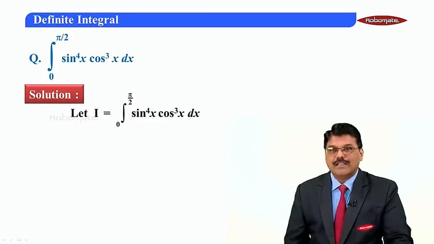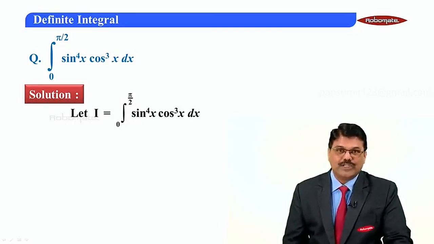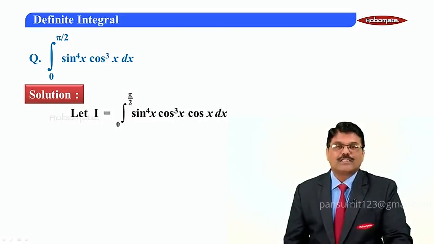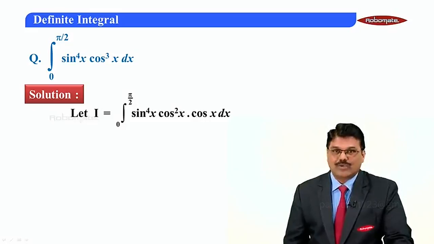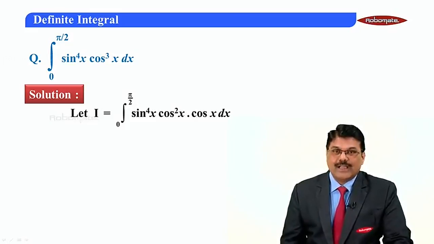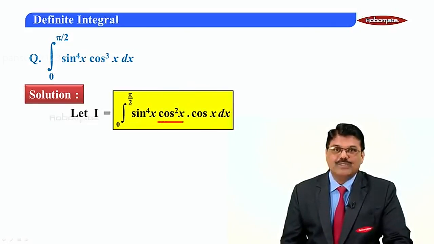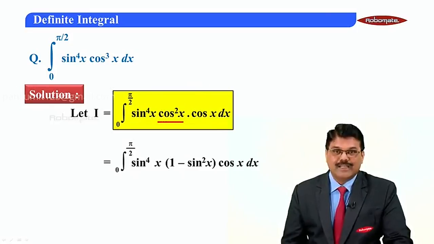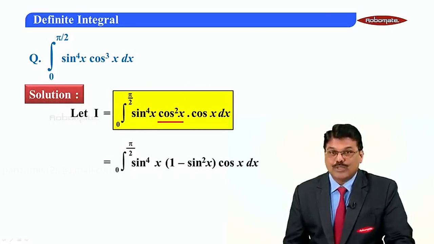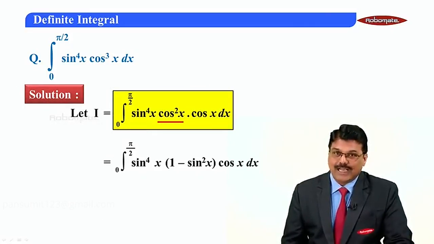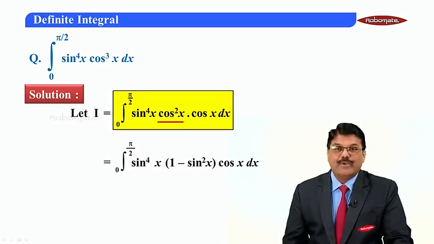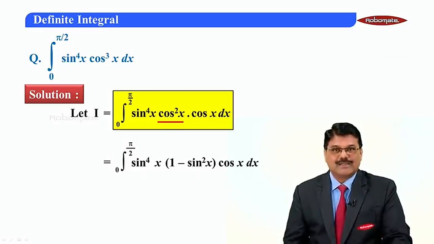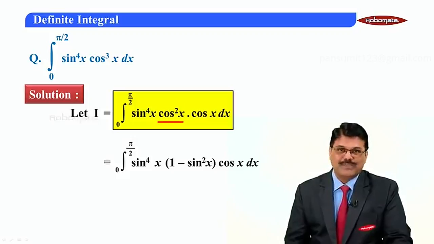We'll consider the given integral as I. It goes from 0 to pi by 2 sin x raised to 4 into cos x raised to 3 with respect to x. Now, this cos x raised to 3, we can write it as cos square x into cos x. Instead of this cos square x, by using that identity, we can write it as integration from 0 to pi by 2 sin x raised to 4 as it is, into 1 minus sin square x into cos x with respect to dx.